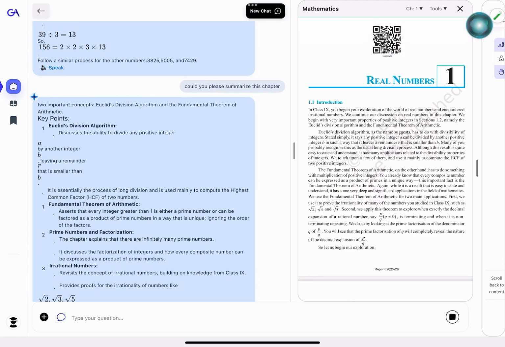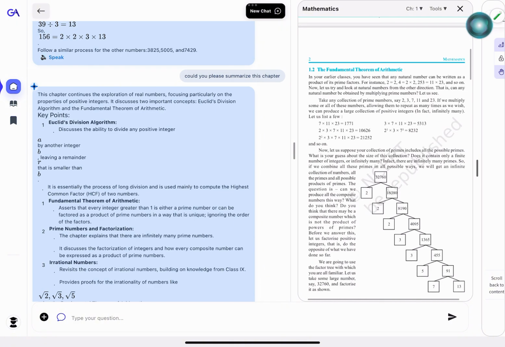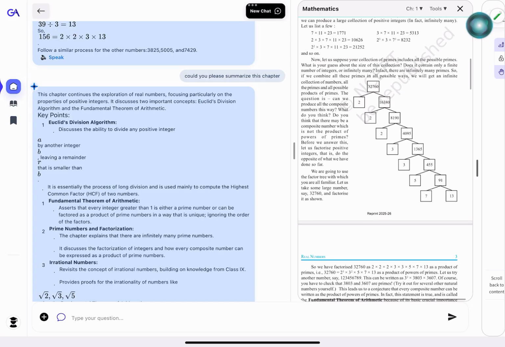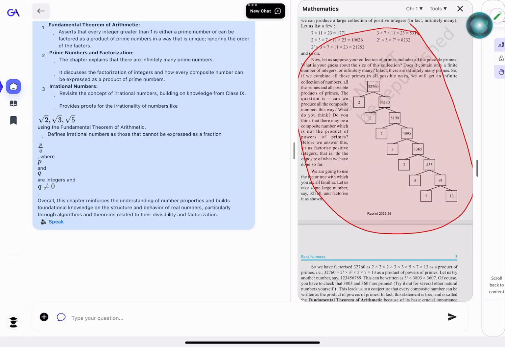Two important concepts: Euclid's division algorithm and the fundamental theorem of arithmetic. This chapter continues the exploration of real numbers, focusing particularly on the properties of positive integers. It discusses key points. 1. Euclid's division algorithm.